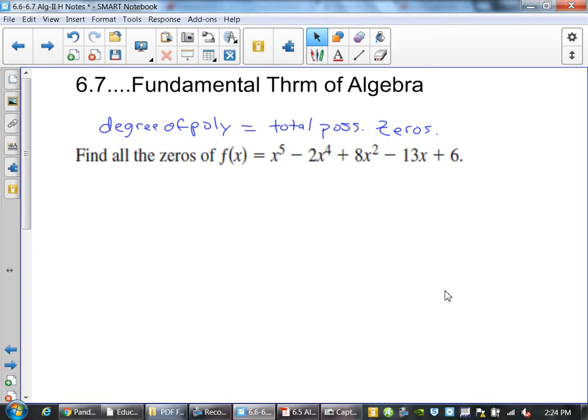What happens now with what we call the fundamental theorem of algebra basically states, and you guys have heard me say this, the degree of the polynomial is going to tell you the total possible number of zeros. It doesn't necessarily mean you're going to have that many real zeros, but it still says that you can have that many zeros of a function. So if it's a 5th degree polynomial, you can have up to 5 total zeros. Real and regular, or imaginary.